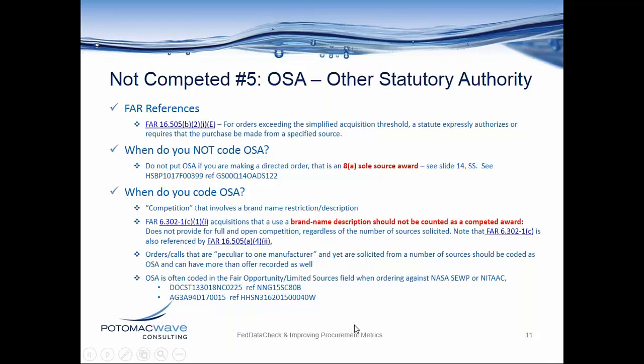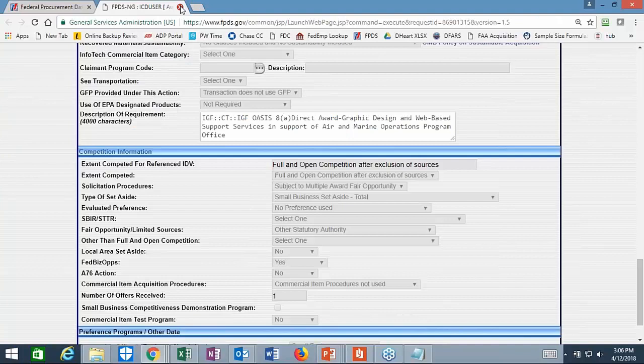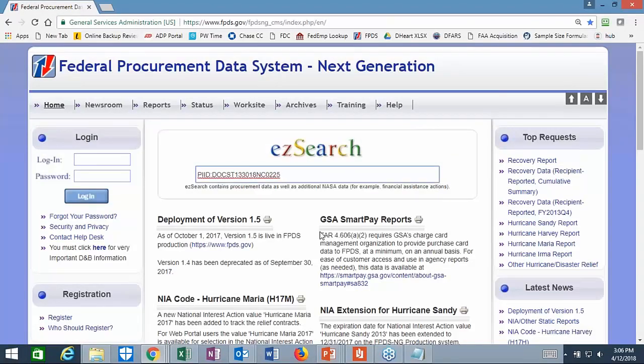All right, when should you use OSA? The only example that I'm aware of is when you have an award where you get more than one offer, but there is a brand name description, a brand name restriction on the solicitation. Then you would put other statutory authority up here. That would be the correct one to do. And let's look at an example. And then we're going to do a poll, and then we're going to wrap it up. We're going to have to come back to it because we've got another hour to go on this.